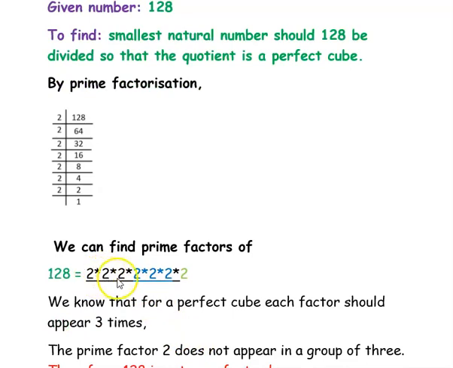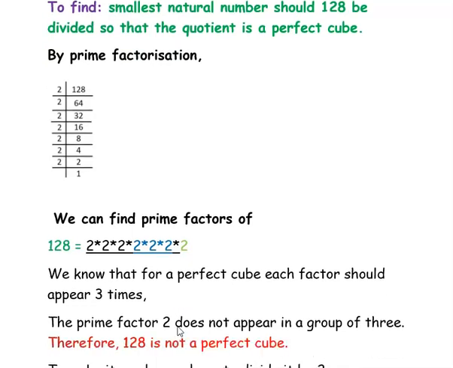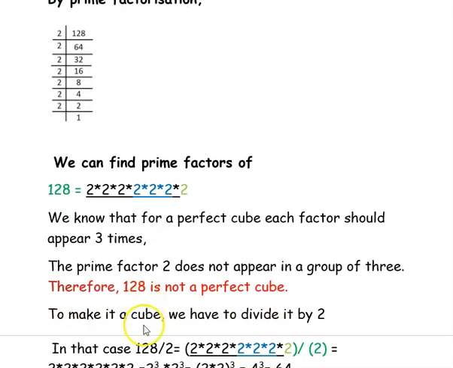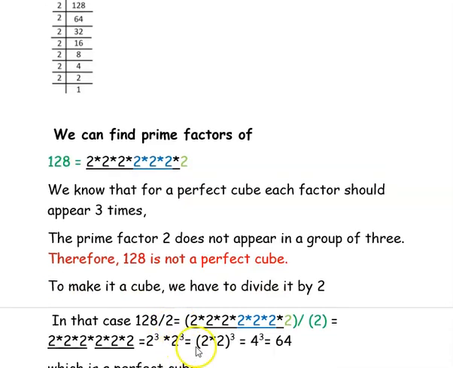Now I have grouped these three 2's and these three 2's, only one 2 is remaining. We know that for a perfect cube, each number should appear 3 times. Here this 2 appears only 1 time. So 128 is not a perfect cube number. To make it a perfect cube number, we have to divide it by 2. So 128 divided by 2, we know that it's 64.